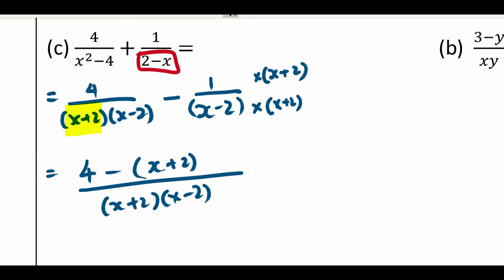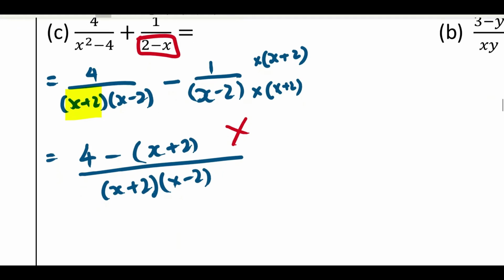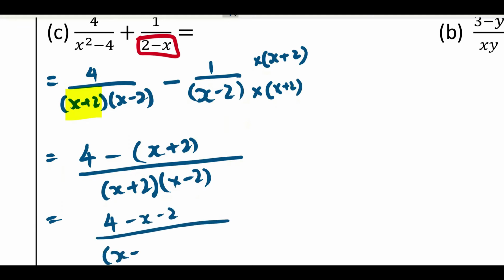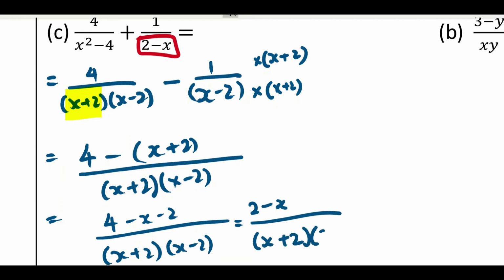Okay, please do not cancel this and this. No, no way, that's totally not correct. Okay, so I will rewrite the whole thing again. There's no way you can cancel, so don't anyhow cancel. If you're not sure, don't anyhow cancel first. Make sure that they are multiples of each other first, then you can cancel. Okay, so I open up, this will be 4 minus x minus 2 over x plus 2, x minus 2. Numerator will become 2 minus x over x plus 2, x minus 2.